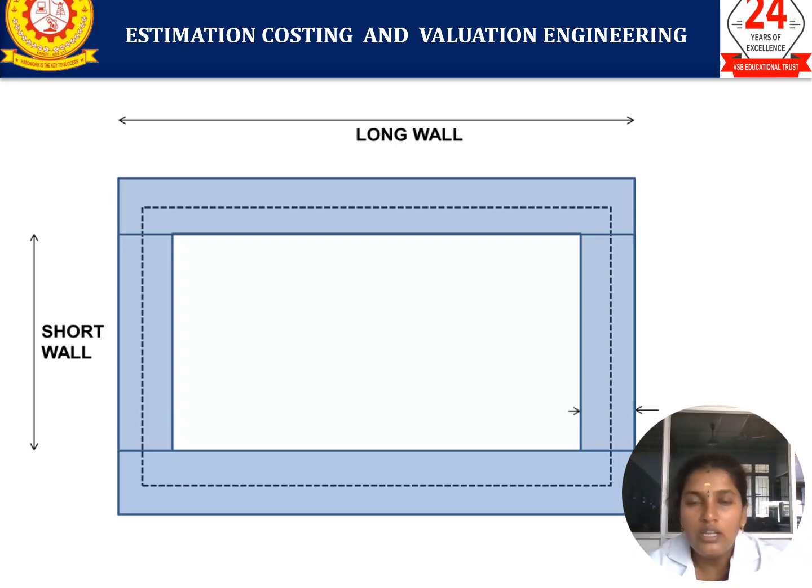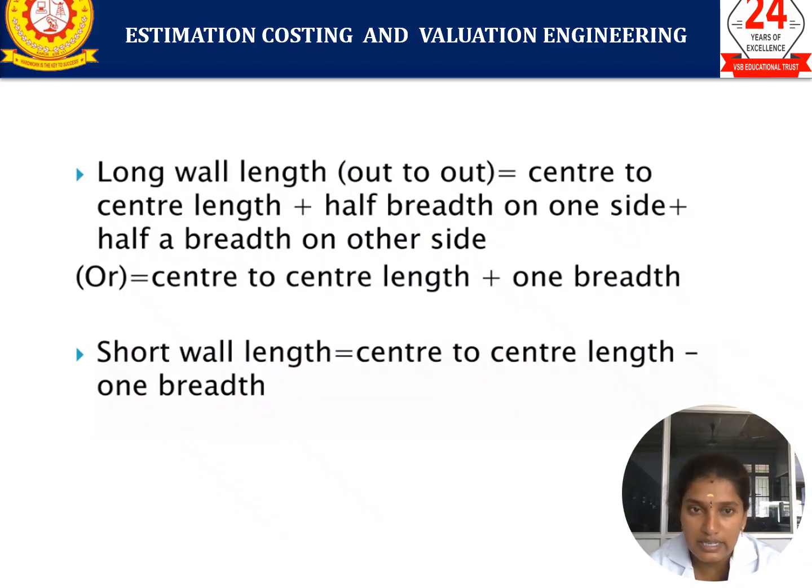This long wall is mainly calculated by the center to center length. Again we can add half of the breadth here, and here also half of the breadth. Otherwise we can easily calculate the center to center length of the long wall plus breadth of the wall, right? We can calculate the short wall also. So for the long wall length out to out, we take the center to center length plus half breadth on one side, half breadth on another side. Otherwise we can simply take it as one center to center plus one breadth.